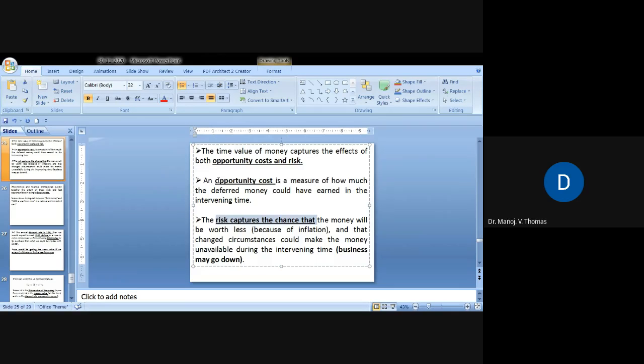So opportunity cost is a measure of how much the deferred money could have earned in the intervening time. If I get the money today, how much? Or if I get the money at the earliest, what is the benefit for me? That is opportunity cost. Or risk means if I get the money later, what is the risk? That money will be worthless and money may be unavailable because of change of business equations.